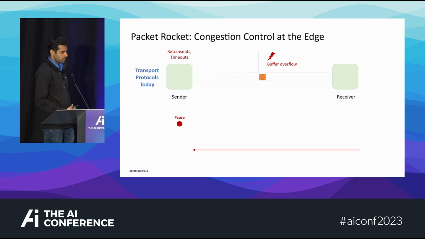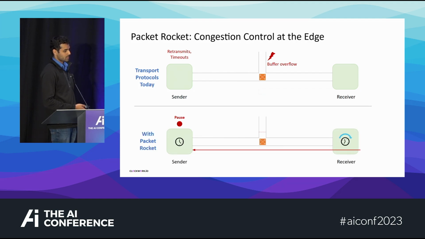So we've talked a little bit about colocation, but how does Packet Rocket actually work? Well, the top part of this graph describes what transport protocols today are going to do. If I have a sender and a receiver, and a switch in the middle of the network, the sender is going to send to the receiver, and the switch eventually will incur a buffer overflow, which is going to create timeouts and retransmissions. What Packet Rocket is able to do is prevent this from ever happening in the first place.